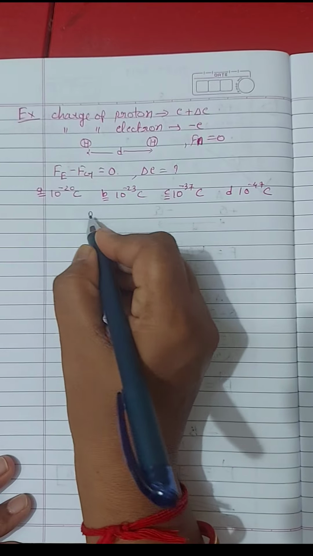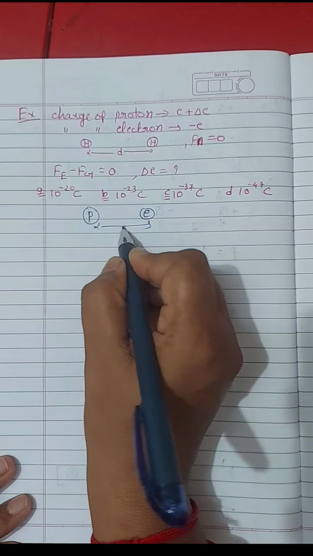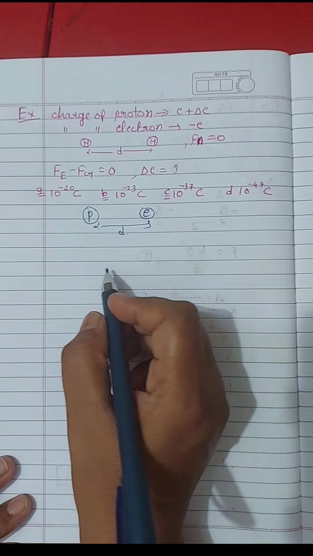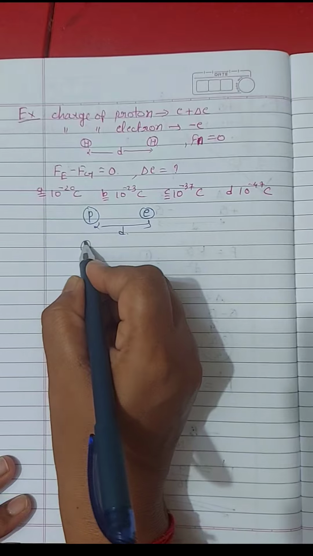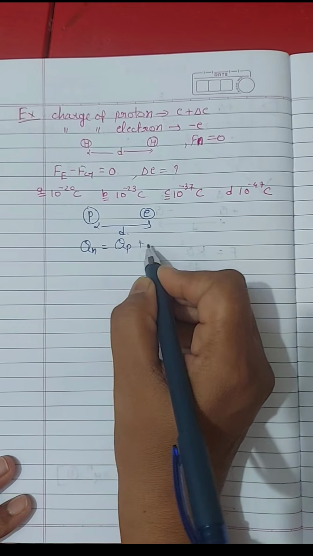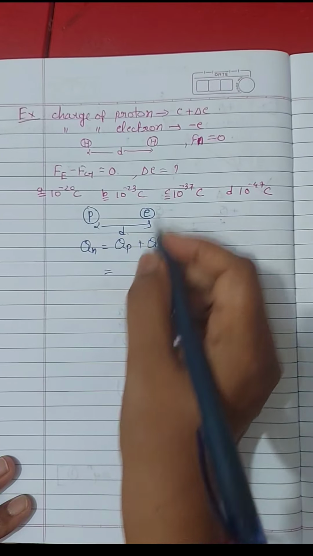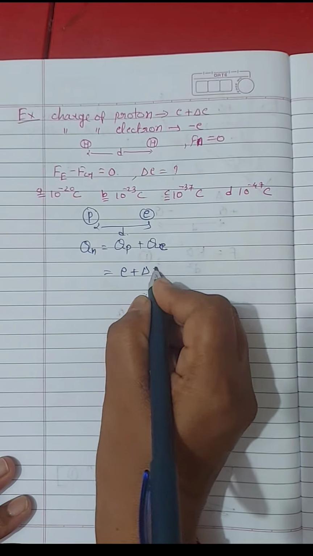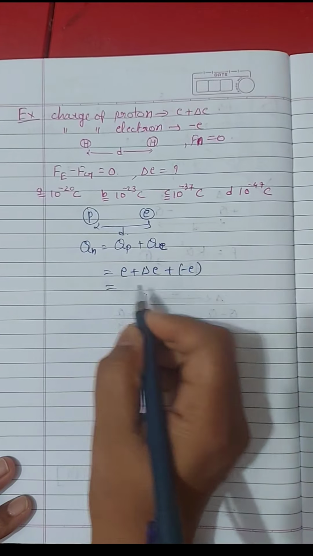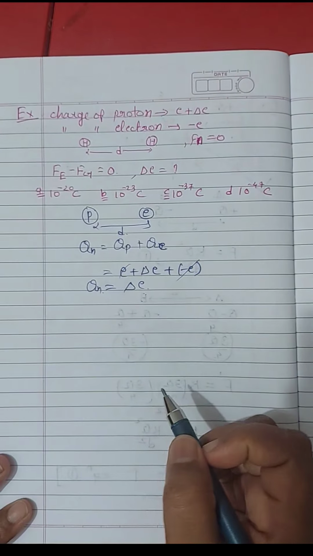We have a proton and an electron separated by some distance, let's say d. So what is the net charge on both? Net charge Q net is equal to the charge of proton plus the charge of electron. For proton it is e plus delta e, for electron it is minus e. So net charge is delta e.